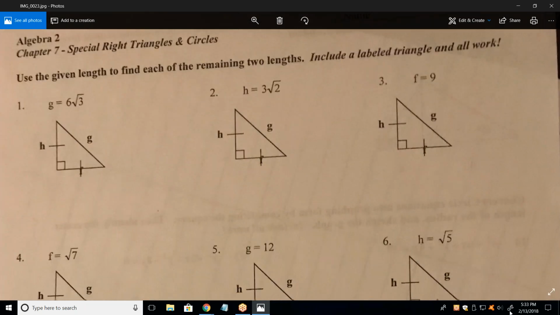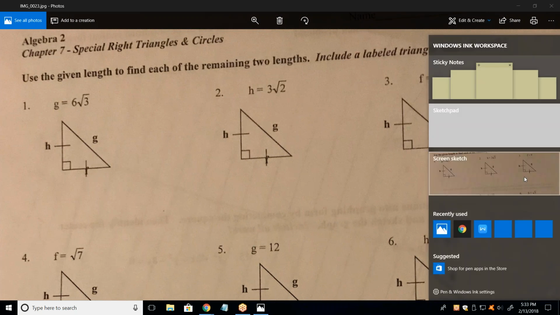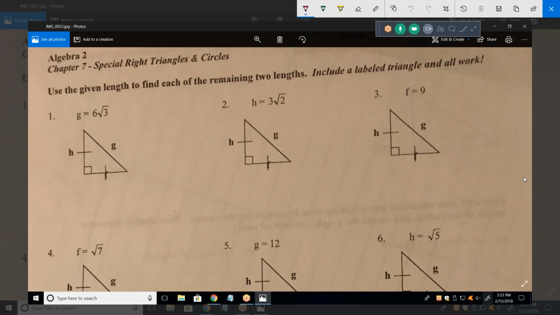Okay, those are your two special triangles. Now, let's talk about what that means. We'll start with the 45, 45. It's a right triangle for one thing. And we know it's 45, 45 because they've given us that side's equal to that side, which makes it isosceles, so those two angles are also equal to one another.